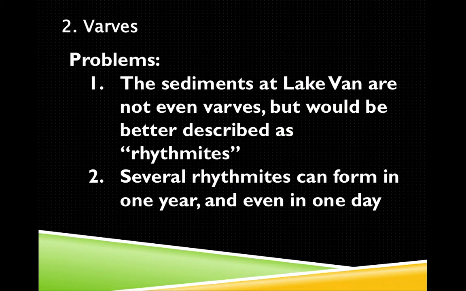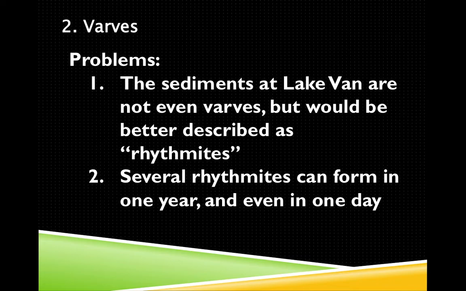And one thing, as people have studied the sediments at Lake Van a little bit more, they've discovered that they're not really varves. There's something that would be better described as rhythmites. And rhythmites are layers of sediments, but they're not laid down at the rate of one per year. You can have several rhythmites in 1 year, and you can even have several rhythmites form in 1 day.